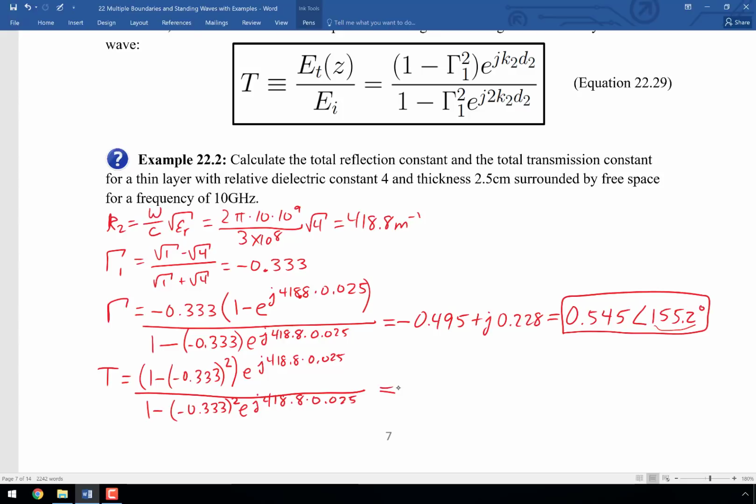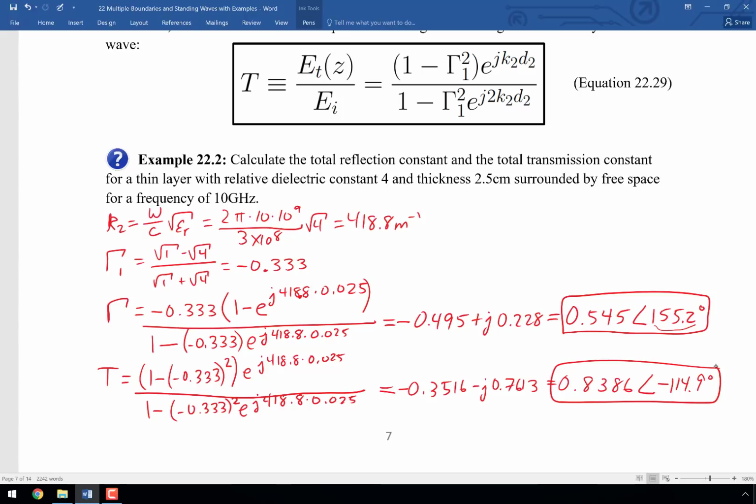And when we plug that into our calculator, we get negative 0.3516 minus j0.7613, which is 0.8386 at an angle of negative 114.9 degrees. So is more of the wave transmitted or reflected? More is transmitted, but a substantial portion of it is reflected.